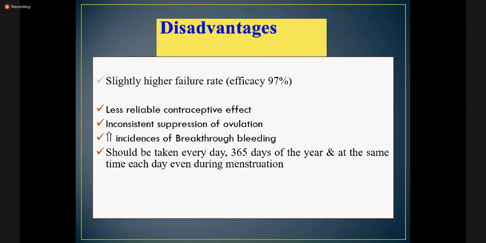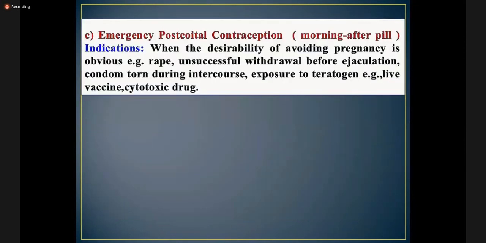It should be taken every day, 365 days of the year, and at the same time each day, even during menstruation, right? This point we have already discussed. Now, emergency postcoital contraception, which is also called the morning after pill, is also labeled as the emergency pill. The key point is that there is a need to give emergency postcoital contraception when the desirability of avoiding pregnancy is obvious. This point we have already discussed.